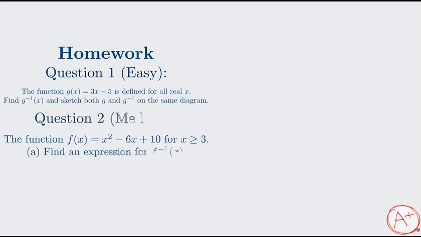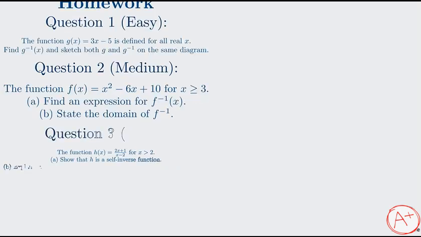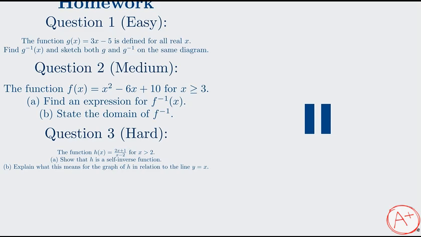Question 2. The function f of x equals x squared minus 6x plus 10 for x greater than or equal to 3. Find the inverse expression and state its domain. Question 3. The function h of x equals 2x plus 1 divided by x minus 2 for x greater than 2. Show it is self-inverse and explain the graphical implication. Take your time with these, and when you are ready, resume the video for the full step-by-step solutions.